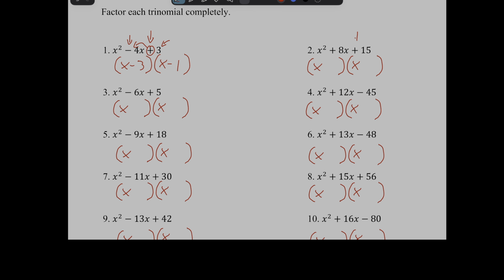Number 2, third term is positive. Signs are the same. Take the sign of the middle. What multiplies into 15 and adds to 8? That is 5 and 3.